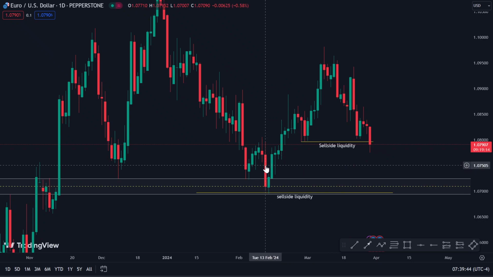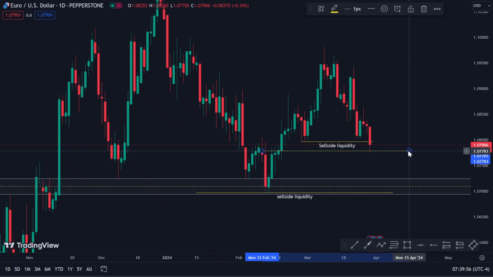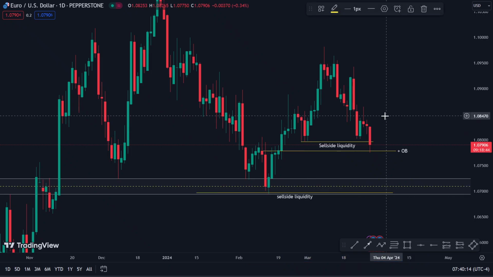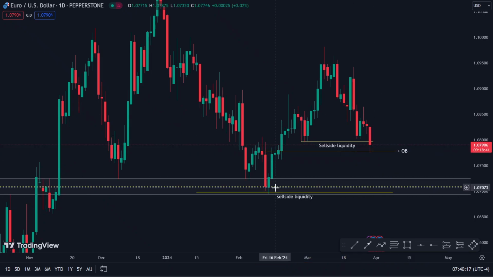And this is the next price obstacle. Look at this. These two down close candles. Let's annotate them. The two down close candles form our bullish order block. They form our bullish order block, the two down close candles. So that's the next price obstacle.